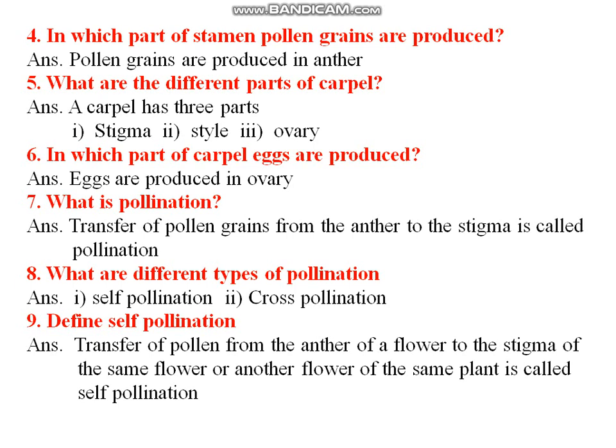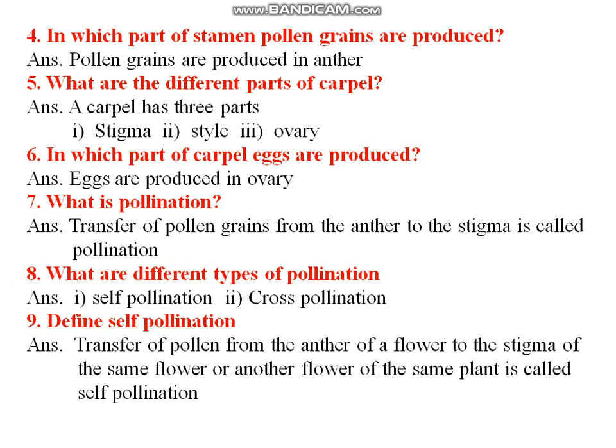Next question: what are the different parts of carpel? You know already. A carpel has 3 parts: stigma, style, ovary. Then question number 6: in which part of the carpel are eggs produced? Eggs are produced in the ovary. The lower swollen portion of the pistil is called ovary and the eggs are produced in the ovary.